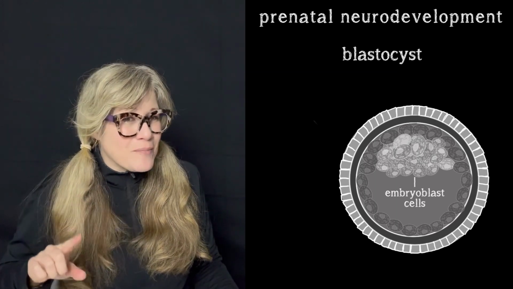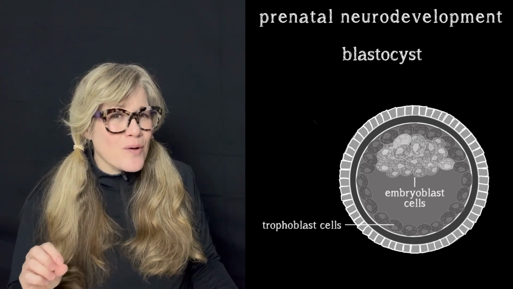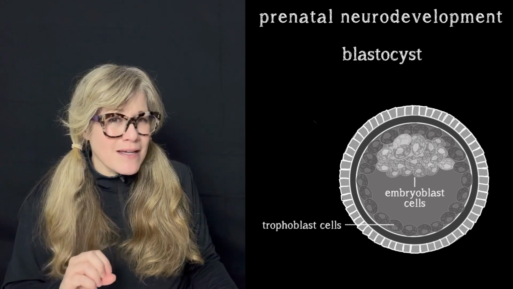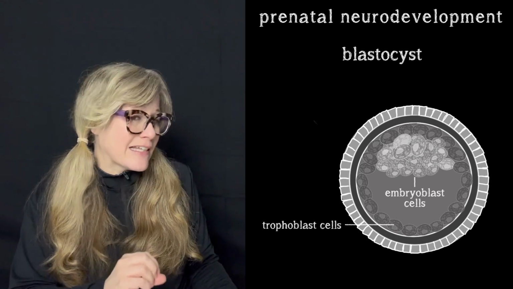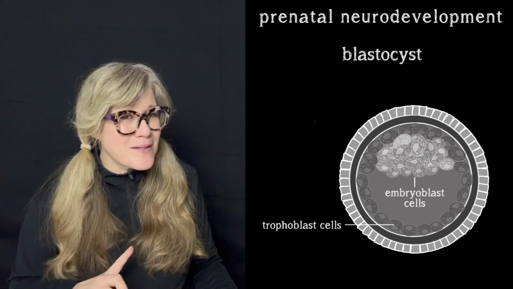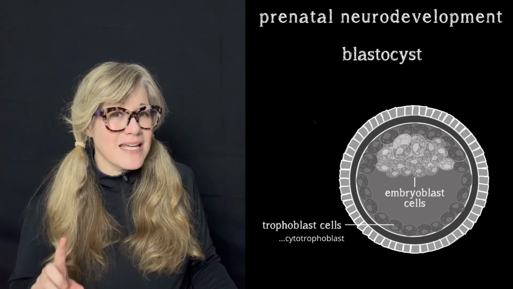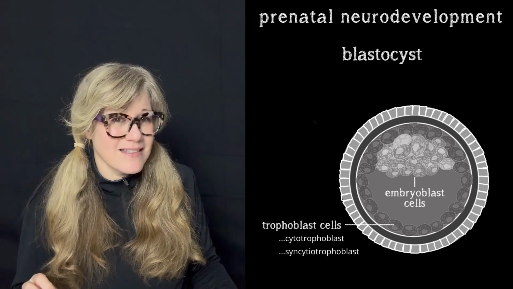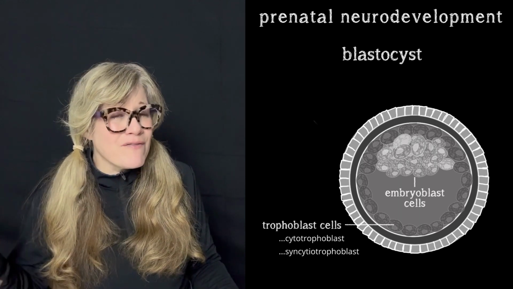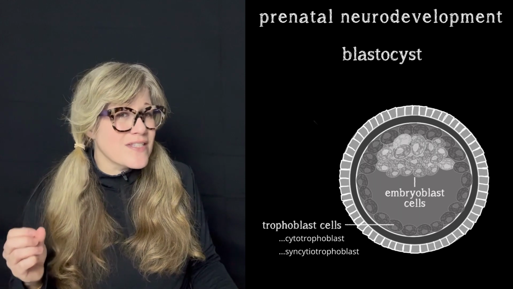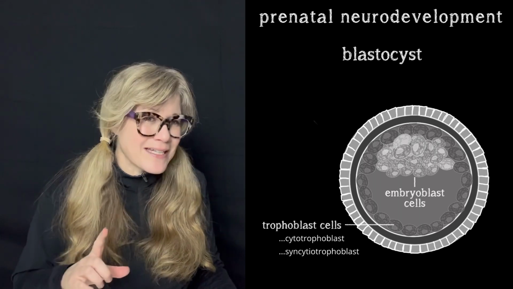The outer cell mass is differentiated into trophoblast cells, and it is composed of multipotent stem cells, so they're going to differentiate into other trophoblast cell subtypes. One subtype is cytotrophoblast cells, and the other subtype is syncytiotrophoblast cells. And these cells won't differentiate beyond this, but they have a very important job, and that is to facilitate the production of the fetal placenta. But more on that in a minute.